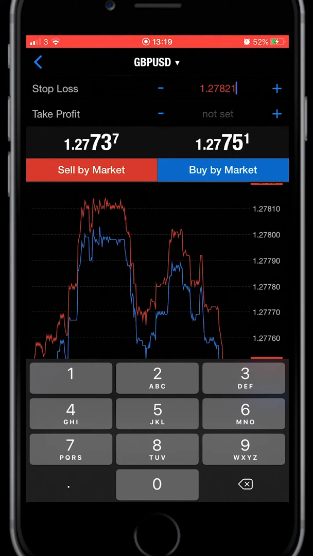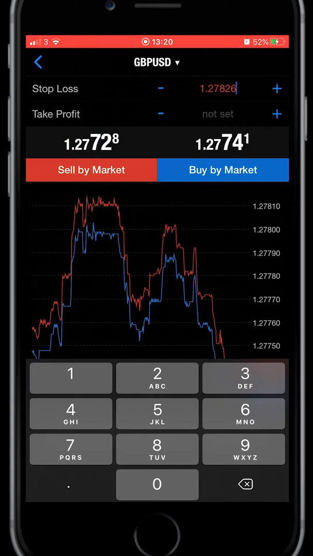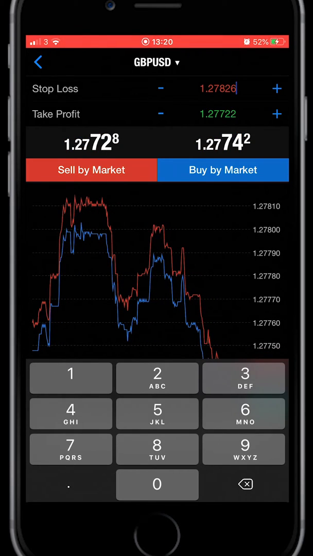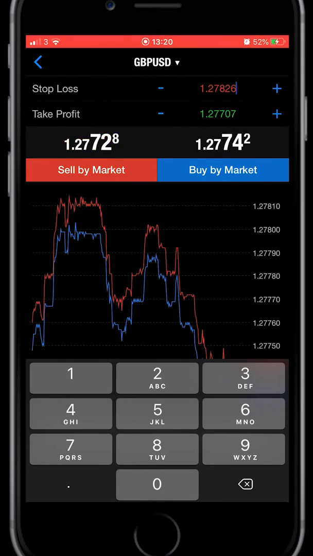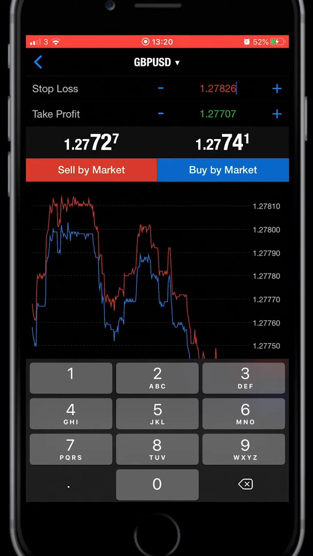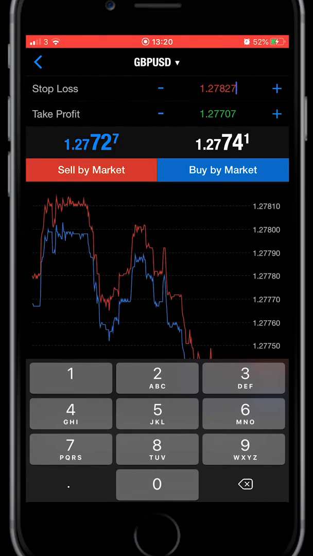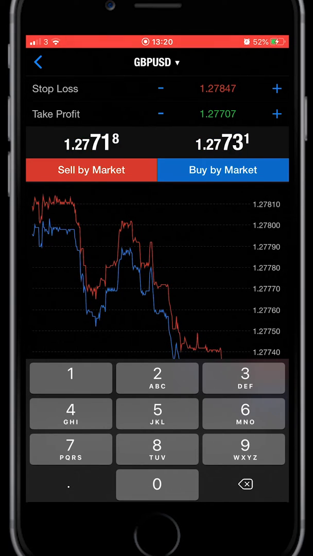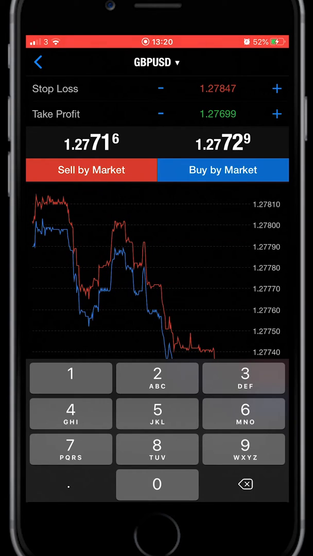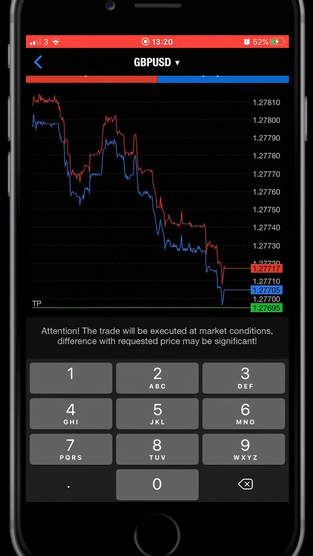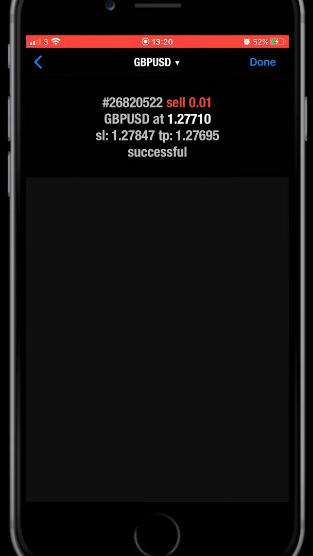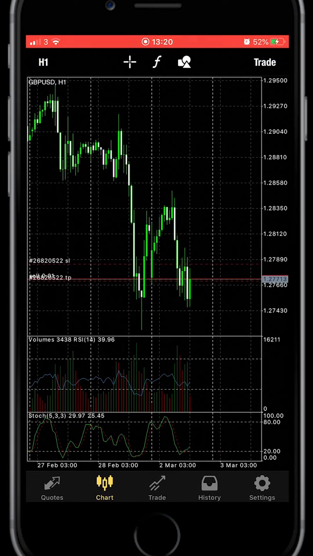And I'm setting it in a place that I'm willing to risk losing that amount of money if it goes in the wrong direction. And next I'll set my take profit, and I want that to be below where price is currently, so that as price drops, the more it moves from my point of entry, the more money I would get. So now I'm going to click sell by market and take my sell position.